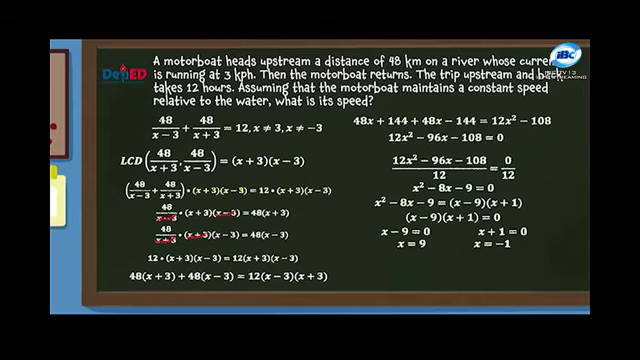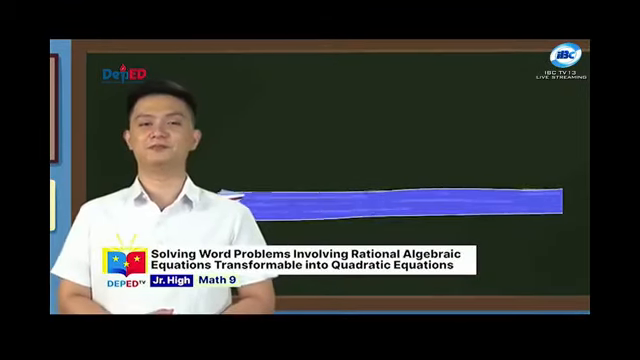Recall that we let x be the speed of the motorboat in still water that is expressed in kph or kilometers per hour. x must not be negative. Therefore, x is equal to 9. The speed of the motorboat in still water is 9 kph. Problem solved.